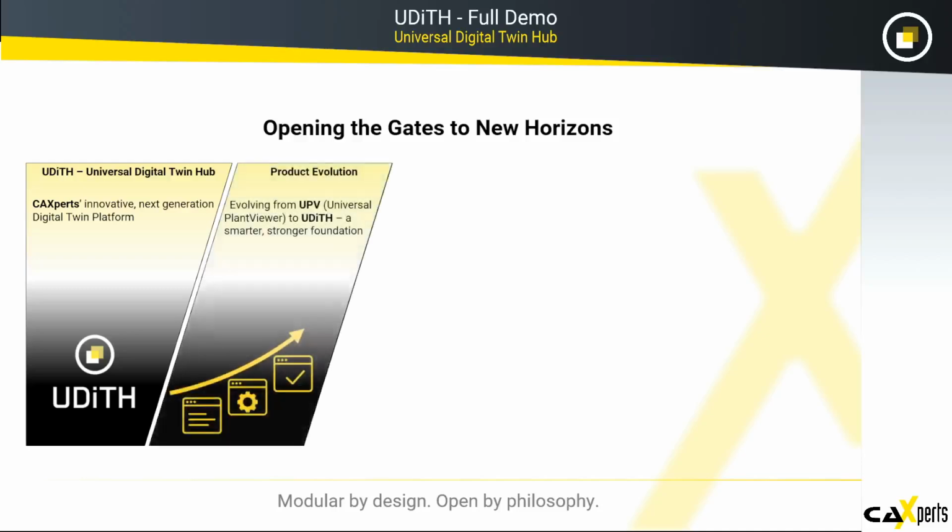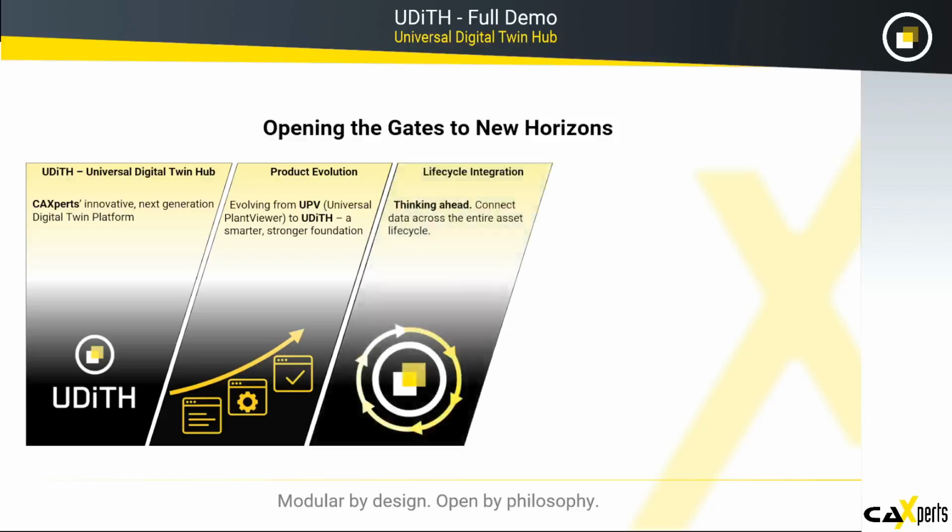It's technically a product evolution that evolved from Universal Plan Viewer, UPV, to build a smarter, stronger foundation and to allow the system and the ecosystem and the environment to expand into the future. It's aimed at a full lifecycle integration. This means it's thinking ahead. It allows you to connect data across the entire asset lifecycle and provide it to all stakeholders likewise.